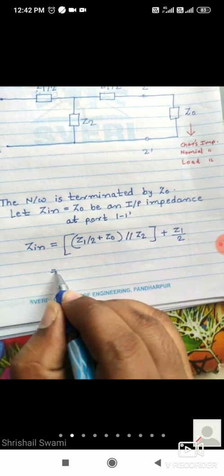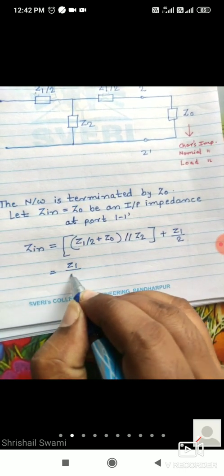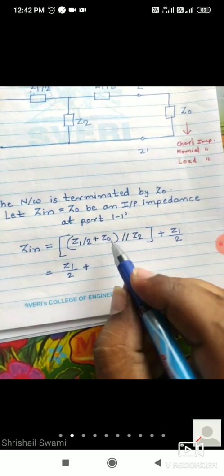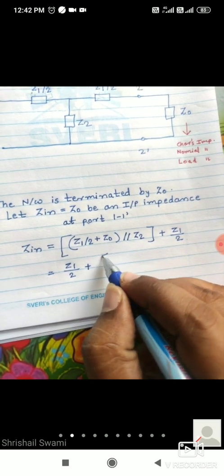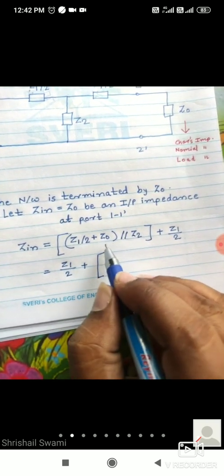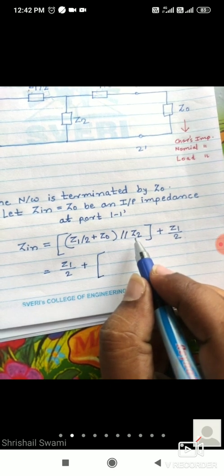So this is the equation. First of all, you can write and then solve one by one. So I will take Z1 by 2 here first of all, plus we will solve this bracket now. So how to solve now? This is the series combination. It is in parallel with Z2.